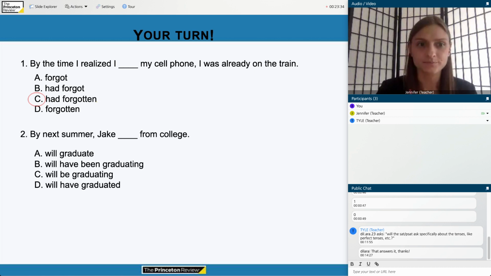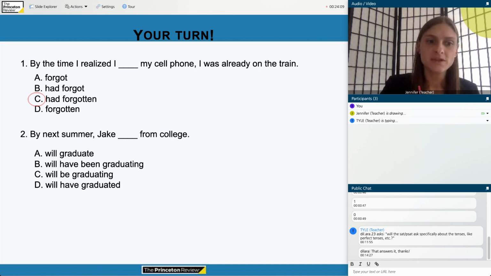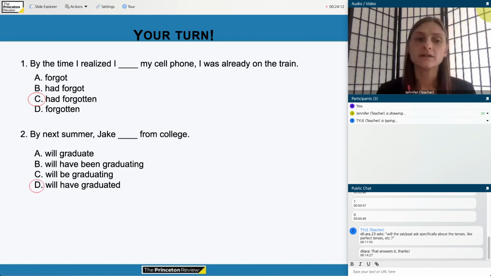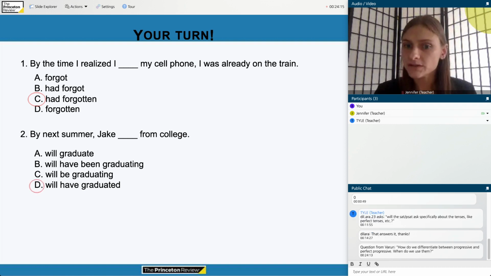Okay, next one. By next summer, Jake blank from college. So all of these answer choices have the word will, which indicates it's probably something in the future tense, but which one is correct? Based on the context of the sentence, only one of these will work. Give you a few more seconds before I provide the correct answer. And this one is going to be D, will have graduated. By next summer, Jake will have graduated from college.